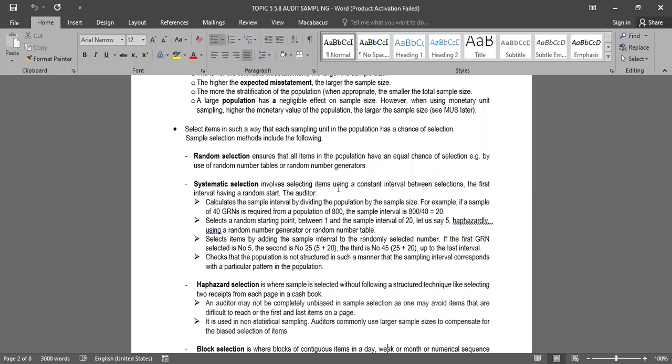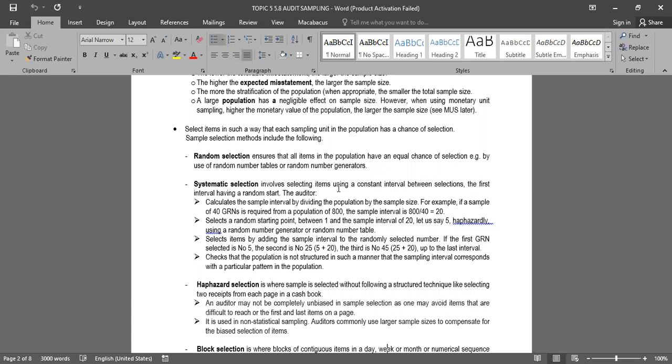Then systematic selection. As you can hear from the word, it is systematic. However, usually the first item that you choose is chosen at random. Systematic selection uses an interval. Let me use a bigger population. Let's say there are 20 guys, and you want to choose systematically.